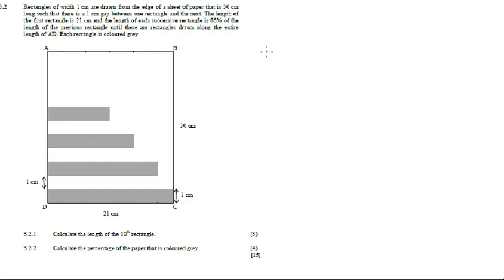Question 3.2.2, we want to calculate the percentage of the paper that is colored gray. So what we shall do is work out the area that the gray shaded rectangles will occupy in relation to the entire area of the rectangular page. The formula for the area of a rectangle is simply length times breadth. So your first rectangle will have an area of 21 times 1, which is just 21 centimeters squared.